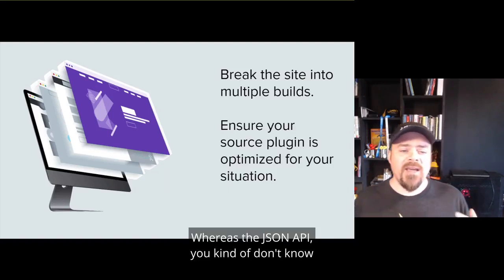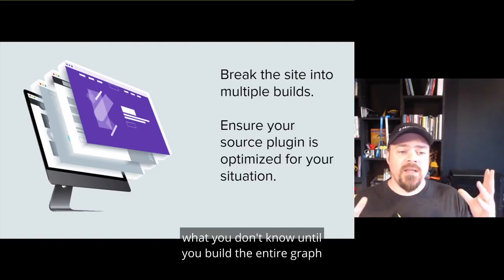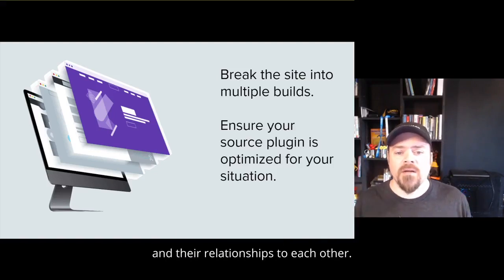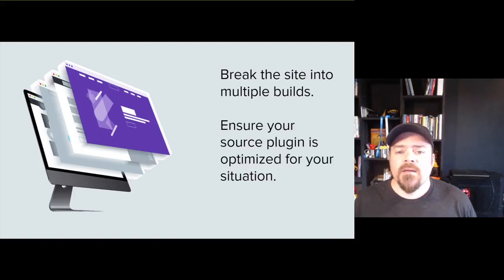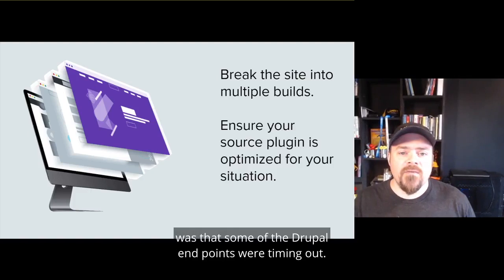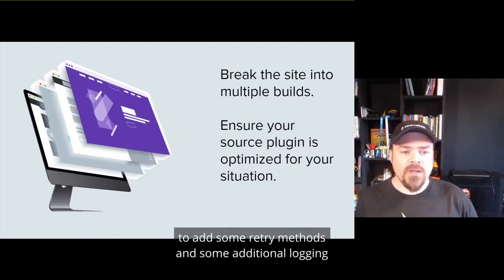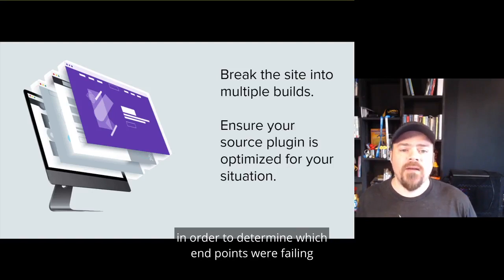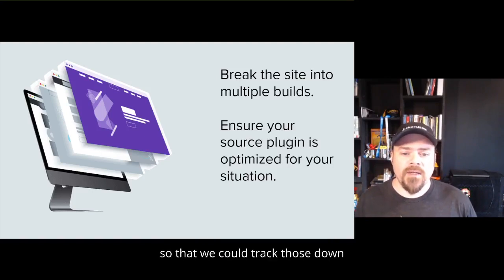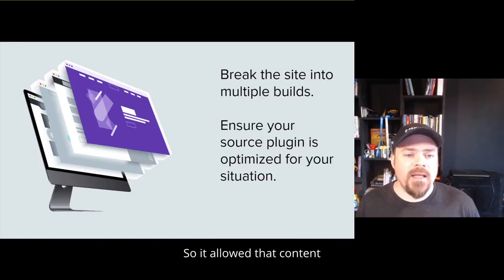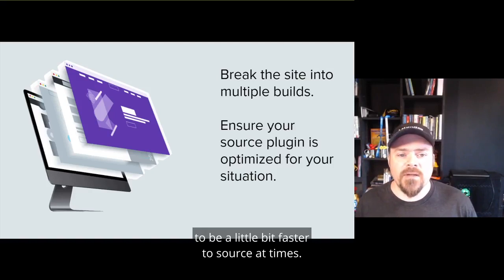Whereas with the JSON API, you kind of don't know what you don't know until you build the entire graph by spidering all of the endpoints and their relationships to each other. Another challenge that was faced here was that some of the Drupal endpoints were timing out. And so I ended up forking the Drupal source plugin to add some retry methods and some additional logging in order to determine which endpoints were failing, so that we could track those down and solve those on the CMS site. And I was also able to use e-tags to leverage caching better, so allow that content to be a little bit faster to source at times.